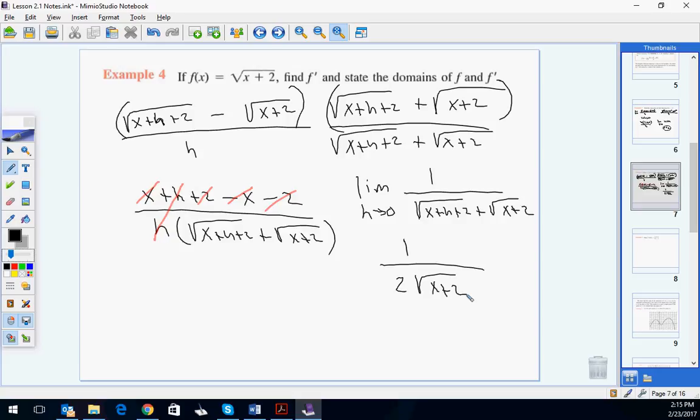You guys see why I put 2 root x plus 2? Because this 0 is gone, right? So that's an x plus 2. They have the same radicand, so you can add them. It's like adding 1x plus 1x, you have 2x. So we have 2 root x plus 2. Okay, so that is the derivative.